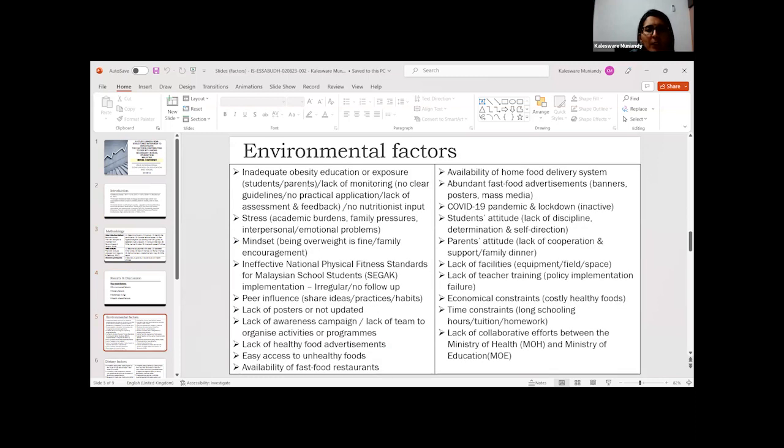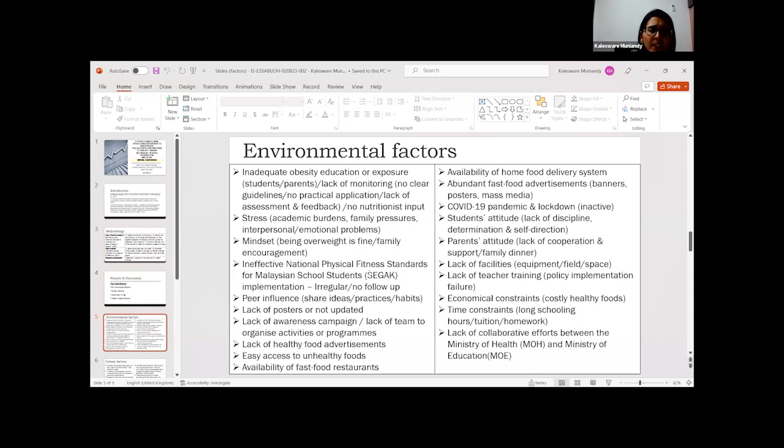Environmental factors include several things. One is inadequate education in school, where not only students but parents also do not get enough exposure. There is lack of monitoring and no clear guidelines for the students to follow. There's no practical application, teachers are not giving enough feedback, and they're not taking nutritionist input into account when they teach about nutrition. Then there's stress: so much academic burden, public examinations, family pressure to achieve higher grades, interpersonal and emotional problems. This stress causes them to overeat as a method of coping.